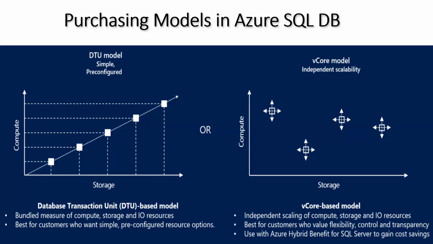All CPU, memory, and IO is a blended measure of CPU, storage, and IO. That means a combination of all will be treated in the DTU model. If you select the DTU model, we don't have the option to select what the vCore is, what the RAM is, and how many IOs. We cannot select this. We just select how many DTUs we need for this particular database. That's it. We will see only DTUs.